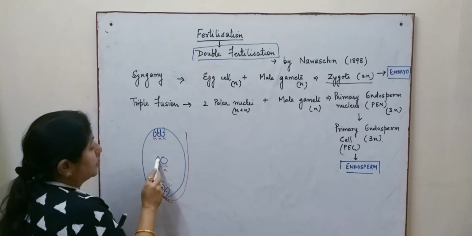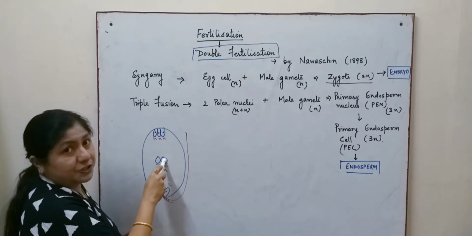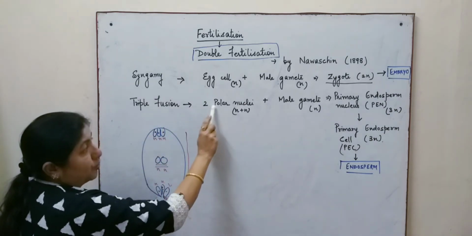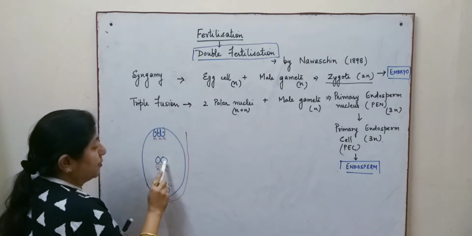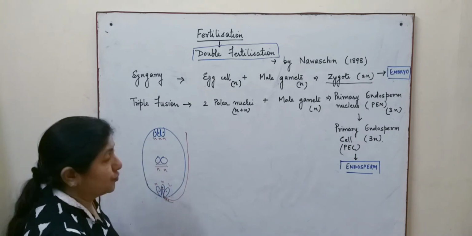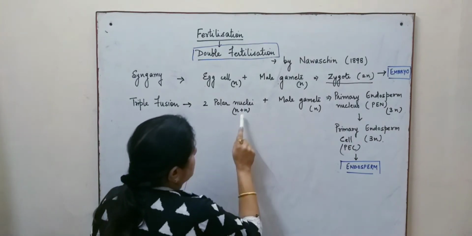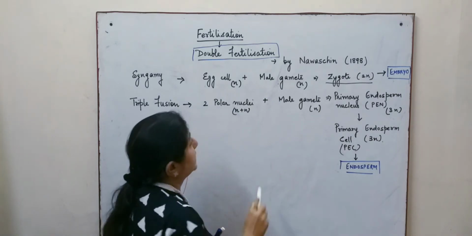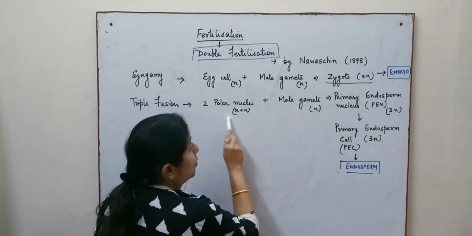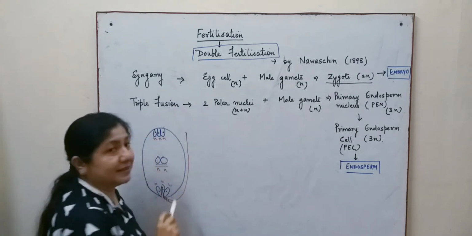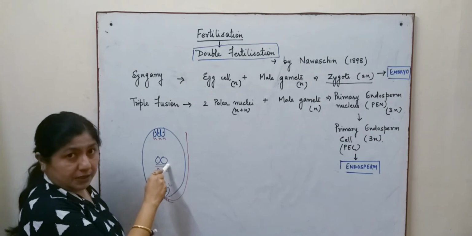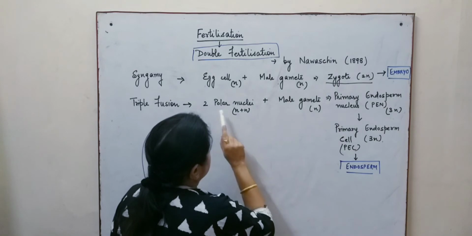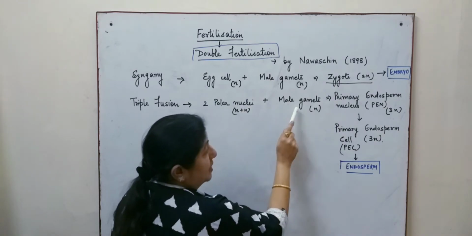Now also the polar nuclei are present at the center of the embryo sac. So what is happening here? They have not fused. The polar nuclei each have a ploidy of N and N, one set of chromosomes each. So here the other male gamete, which is formed by the generative cell, fuses with these two polar nuclei which are present at the center of the embryo sac. So they will fuse.